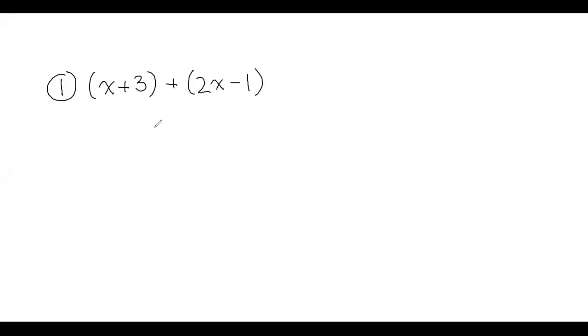Okay, so there were two methods that the video really emphasized. And so those are the methods that I kind of want to talk about here. So they said that if there's nothing for you to distribute, all you have to do is just drop the parentheses. So that's what I'm going to do. x plus 3 plus 2x minus 1.